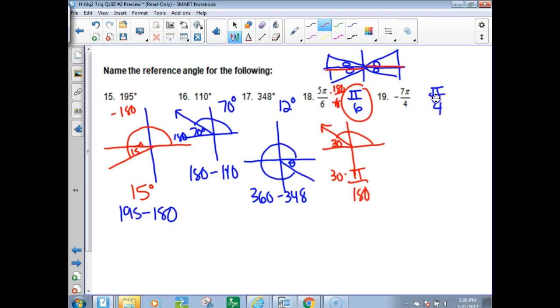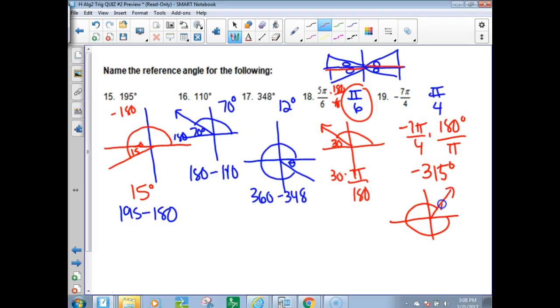This one we're going to start to know starting this week. Pi over 4 is 45 degrees. And if you did negative 7 pi over 4 and converted it to degrees, you would have had 7 times 45, negative 315. Okay, and then you could have said, I went all the way into here, and this way 45 degrees to get to there. Then I'd have to convert it back. 45 degrees times pi over 180 gives you pi over 4.